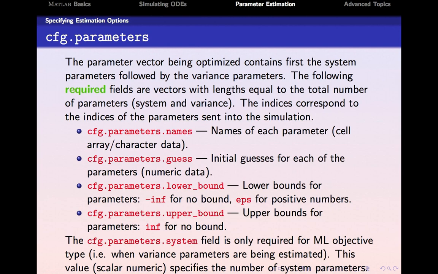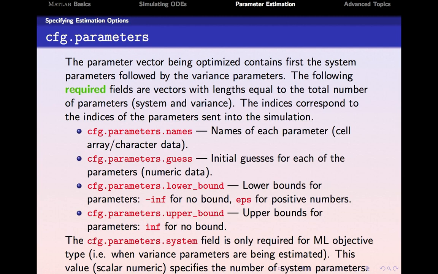Okay, now what we're going to do is look at the different fields in CFG so that we can talk about what's required and how these things work. If we look at the parameters field of CFG, we see that it's also a data structure, and it contains several different fields as well.